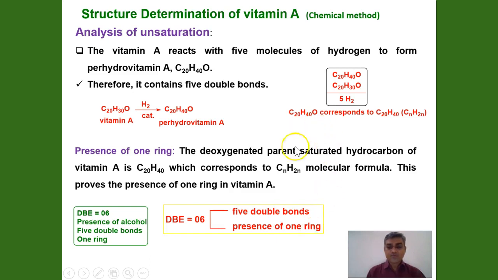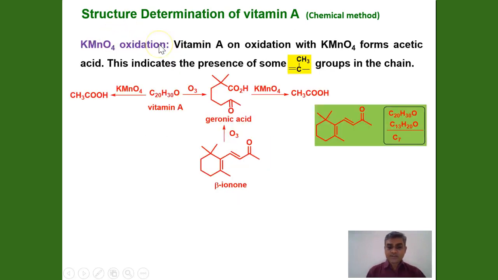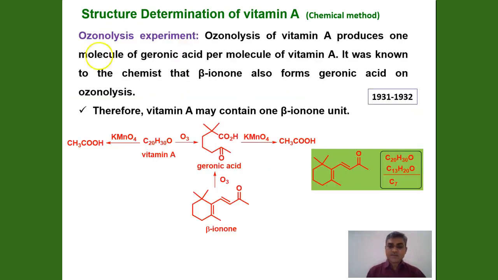In this way, we have progressed a lot as far as the structure of vitamin A is concerned. There are 6 degrees of unsaturation, 5 double bonds, one ring, and the nature of oxygen is alcohol. Now with this information, we have to find out more details about the skeleton or major structural features of vitamin A, and for that degradation experiments were performed. There were two degradation experiments, one is an ozonolysis experiment and the second is a chemical oxidation experiment. These two experiments are the turning point of the investigations as far as the structure of vitamin A is concerned.